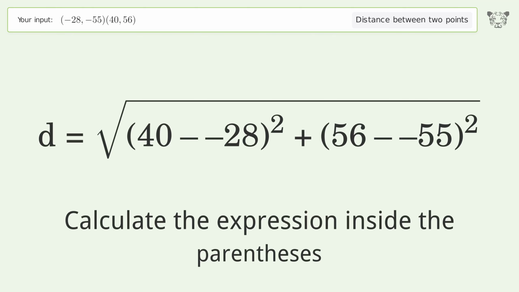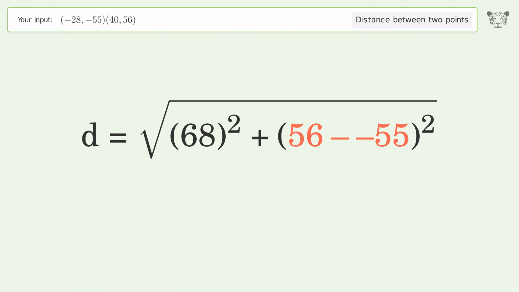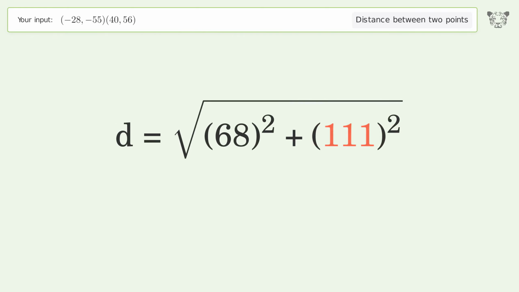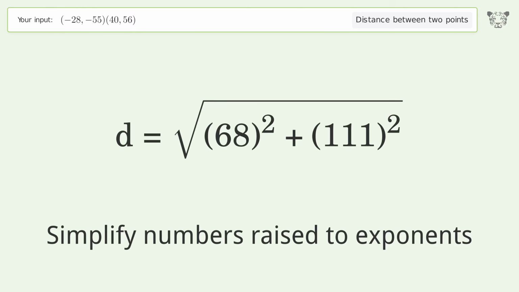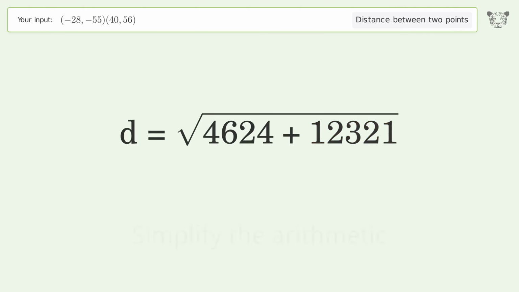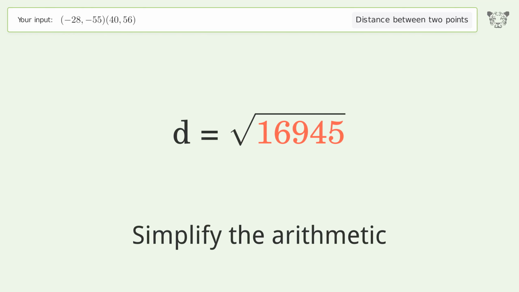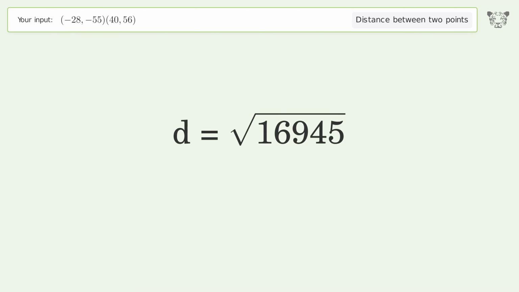Calculate the expression inside the parentheses. Simplify numbers raised to exponents. Simplify the arithmetic. And so the distance between the 2 points is the square root of 16,945 or 130.173.